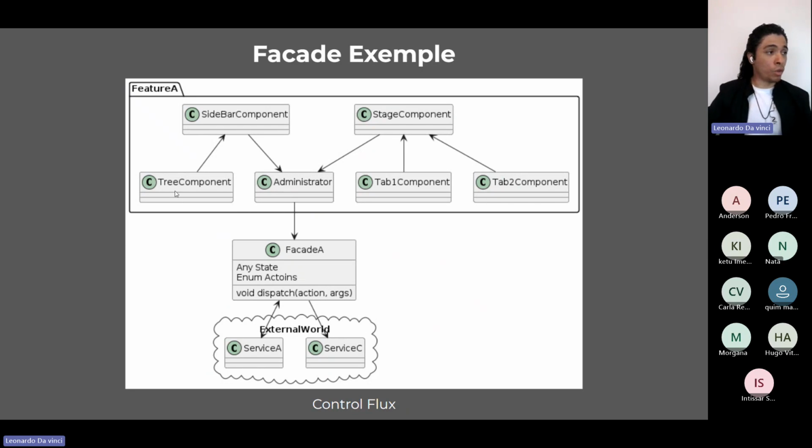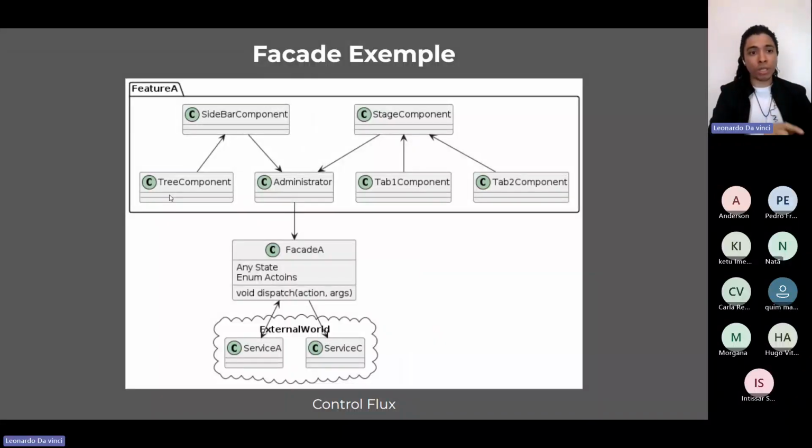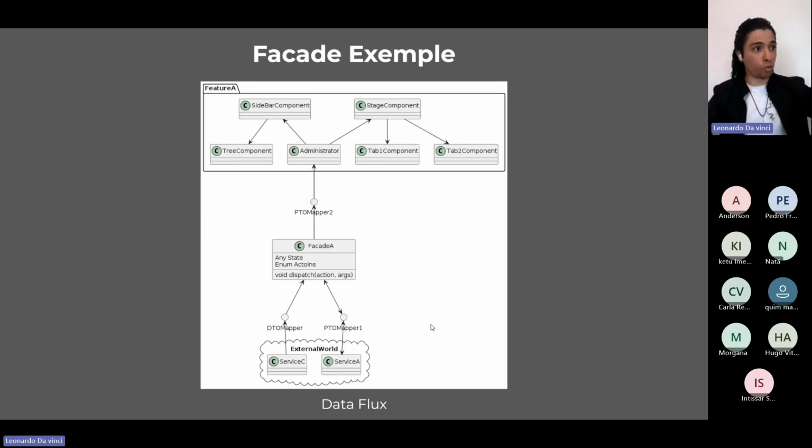So the flux in here is, okay, let's say I have a tree, for example. I have a tree of files in my website, and then I click on a file and I have to open this file on this stage, for example, right? So I click in the tree. When I click it, the information is going to go up the hierarchy until it gets to the administrator, and then the administrator knows what to do, all the logic that's going on. And that's for the facade, for the data. The facade does the thing, and then it goes back from the server to the facade, possibly passing through mappers, and then goes back to the components.